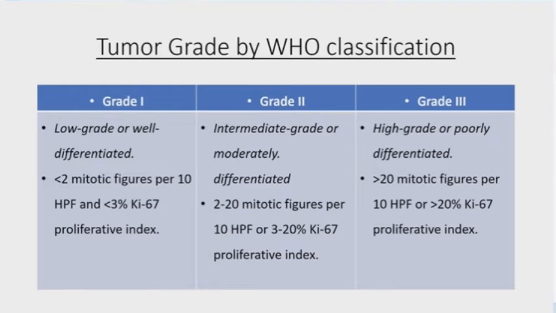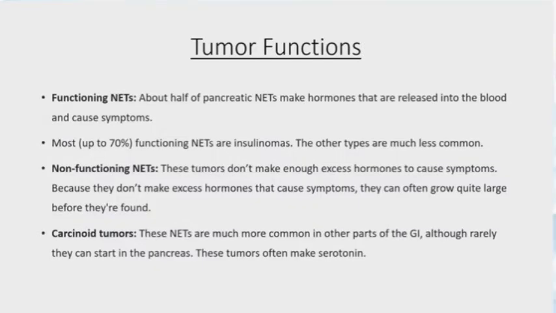The WHO modified its grading of neuroendocrine tumors. Consequently, there are different grades, grade 1, grade 2, grade 3, according to the differentiation, the mitotic figures, as well as the Ki67 index. We have the low grade, intermediate, and high grade, and at the end, the poorly differentiated or the carcinoma. We have to identify also the tumor function, whether it's a functioning or non-functioning neuroendocrine tumor.